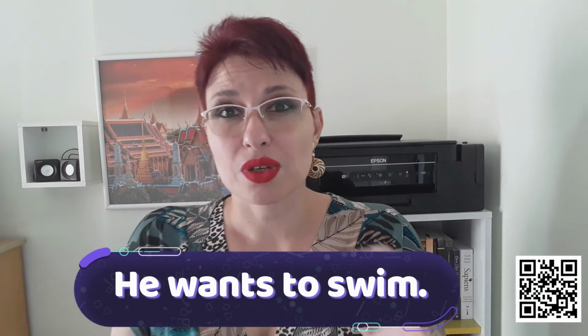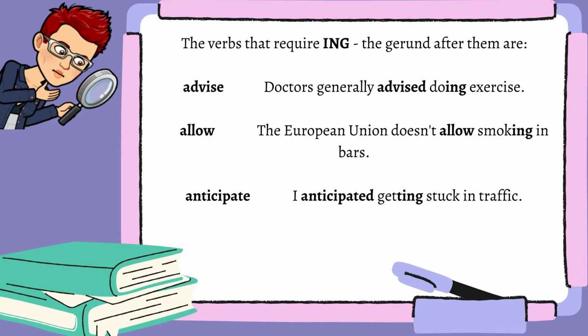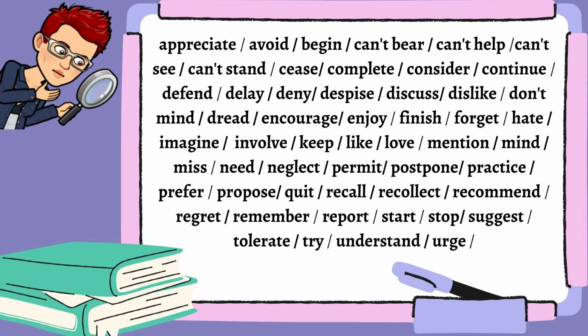The verbs that require ing are: advise. Doctors generally advise doing exercise. Allow. The European Union doesn't allow smoking in bars. Anticipate. I anticipated getting stuck in traffic. And also verbs like appreciate, avoid, can't see, consider, deny, dislike, enjoy, hate, keep, involve, seize, defend.